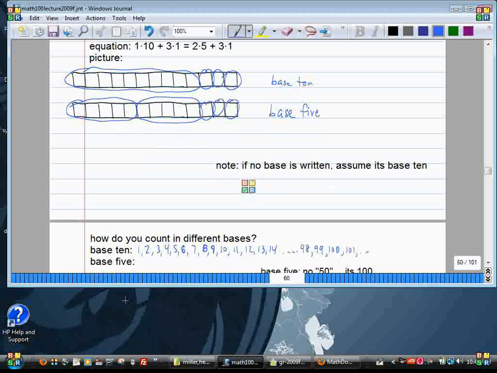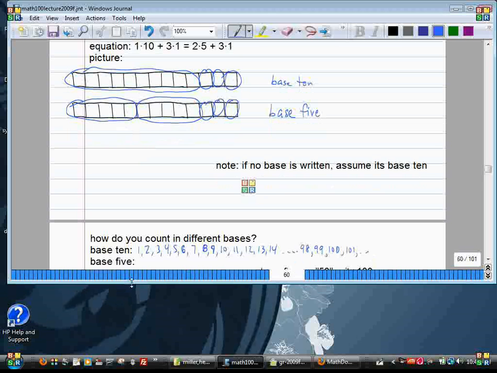What does counting in base 5 look like? Well, how does it start? 1, 2, no. 1, 2, 3, 4. What comes next?